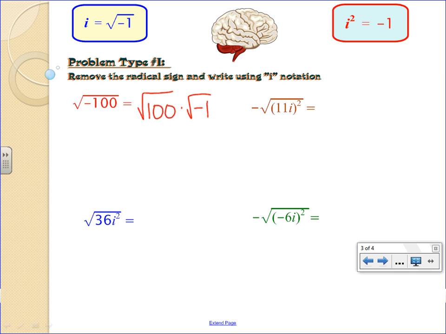Now the reason we split this up this way is the square root of 100, this value, we can do. The square root of 100 is 10. So I can write that down. And the square root of -1, well, we just talked about that. That's that value we can't really deal with. That's our imaginary number. We call that i. So I make that replacement. So now I have 10 times i, and that's my answer, 10i. We've now accomplished the task of removing the square root, and we've written it using i notation. 10i is the square root of -100.